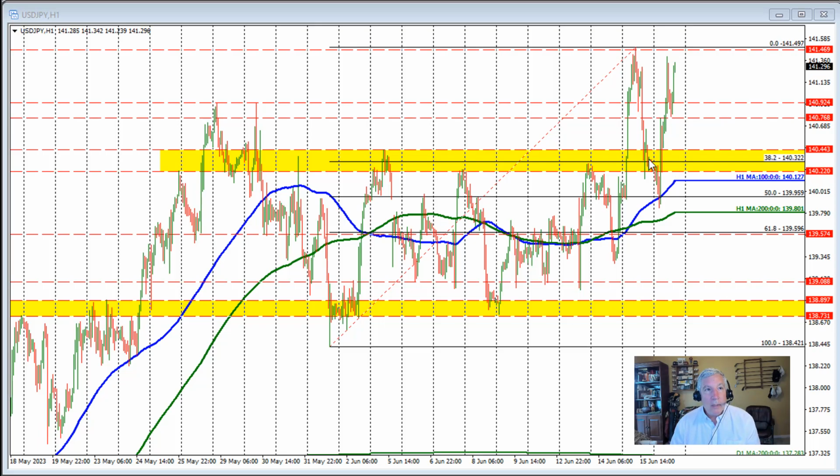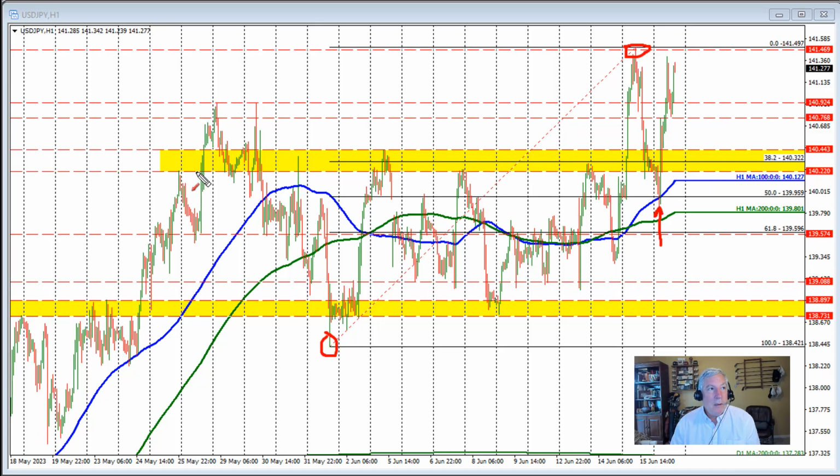What we saw in the early Asian session was a continuation of the downside. The market was still focused on the U.S. dollar side of it, and the price actually moved below the 100-hour moving average. That's the blue line in this chart, and also below the 50% retracement of the last move higher right through here. So that should have led to lower levels. But we saw the market snap back, helped by the Bank of Japan decision that ended up pushing the price to the upside here.